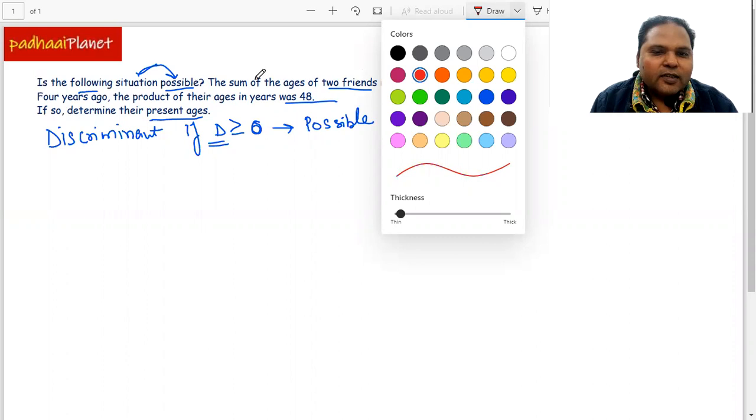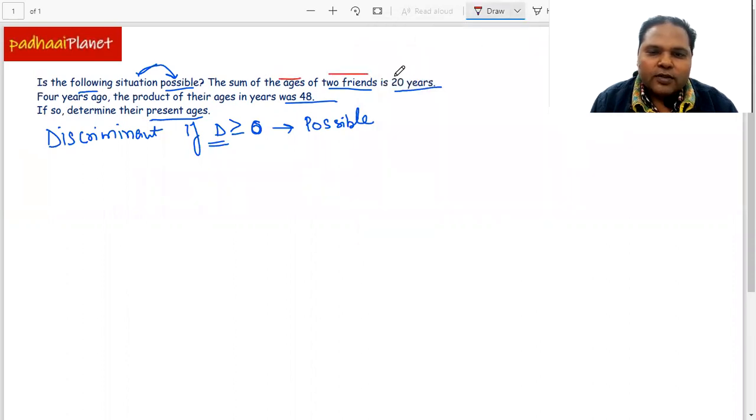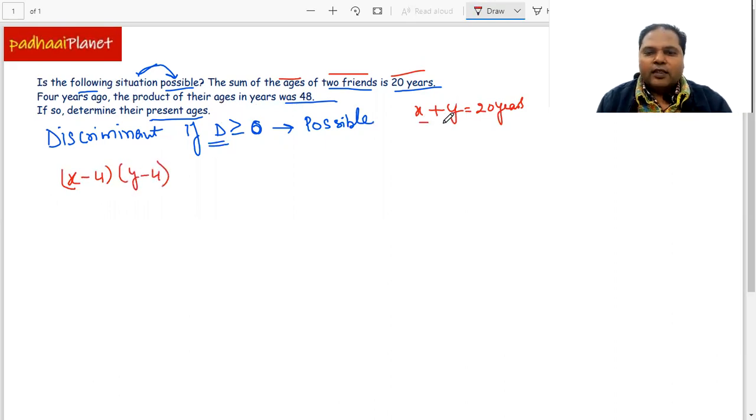They are saying the sum of the ages of the two friends is equal to 20 years. So if the ages are x and y, then x plus y is equal to 20. And the product of their ages 4 years ago: if right now it is x and y, then 4 years ago their ages would be x minus 4 and y minus 4, and the product of these two is equal to 48, right?